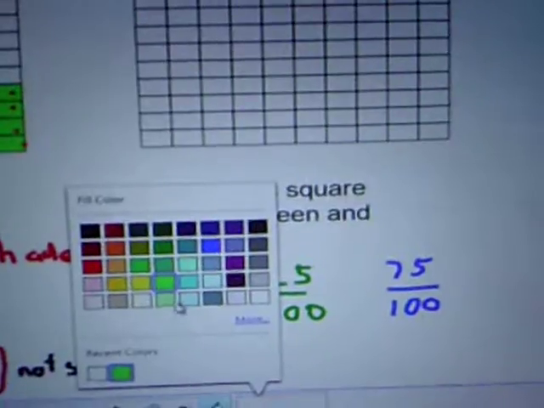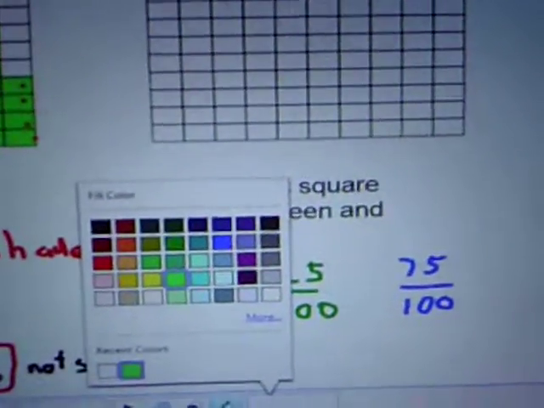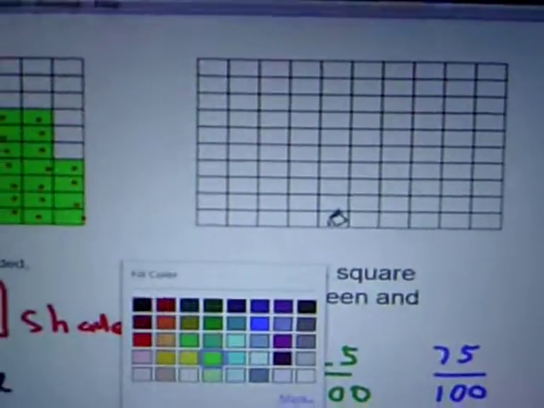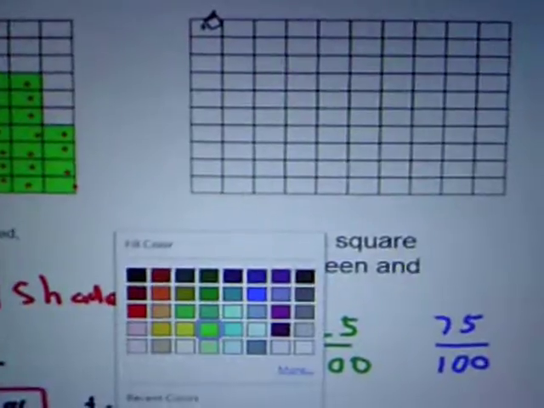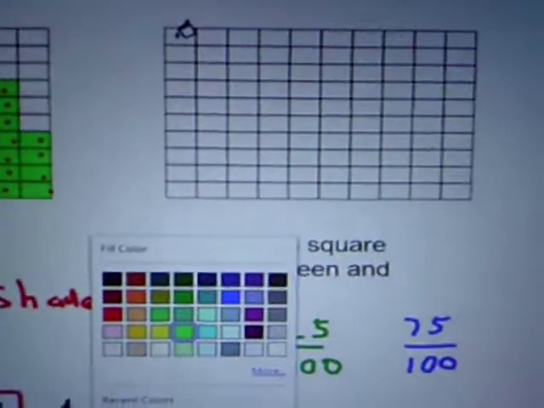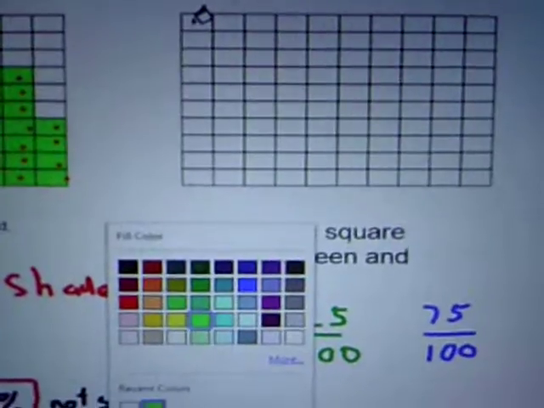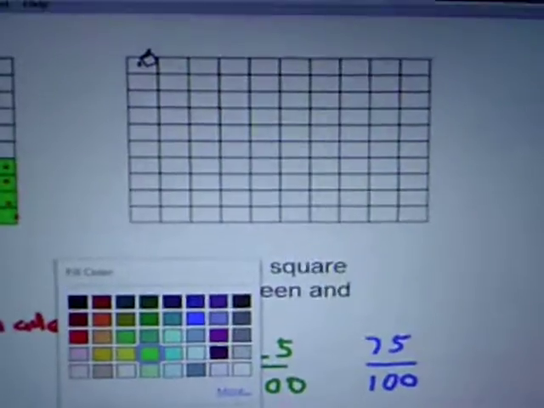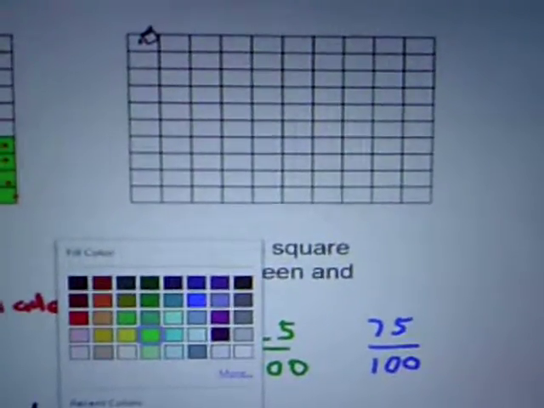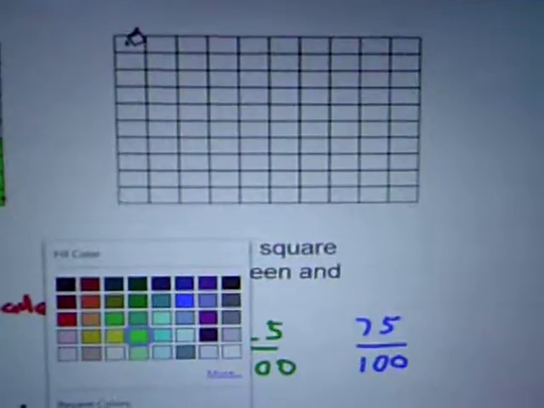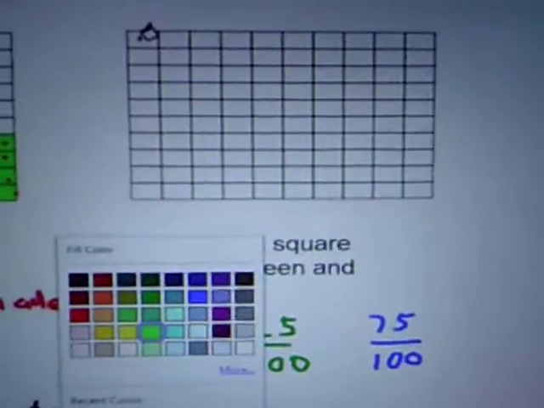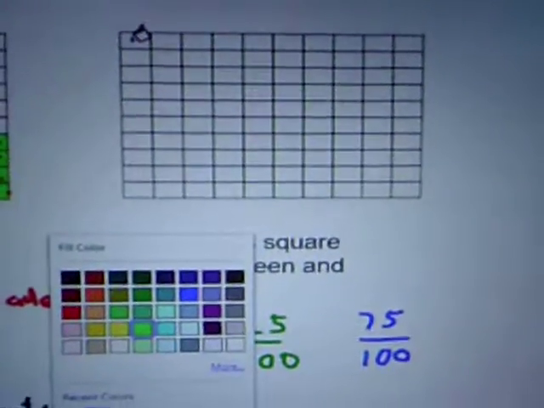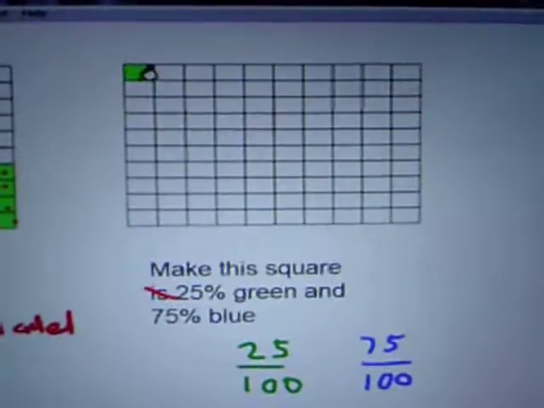So I can simply use my fill tool here, or students can use a crayon or colored pencil if they're ever doing something like this. And of course, literally just color 25 out of the 100 green, and the other 75 out of 100 blue. And the thing about percents is it doesn't have to be in order. Okay? Any 25 out of the 100 squares that are green will do. As long as 25 out of the 100 are green, that means 25% are green. And as long as the other 75 out of 100 are blue, that means 75% of this square is blue. But I'm going to put them in order for ease of looking.